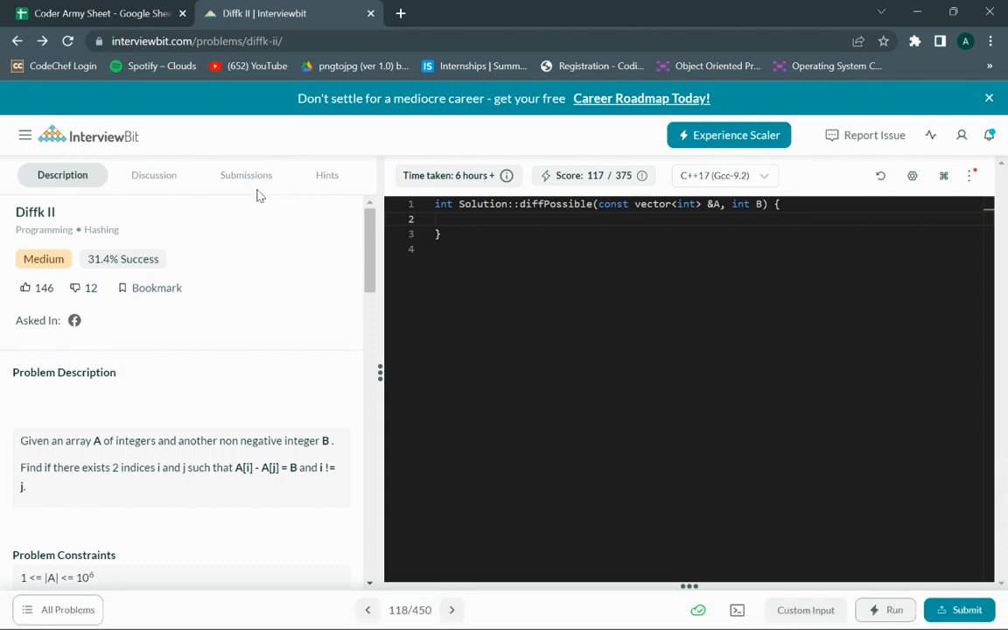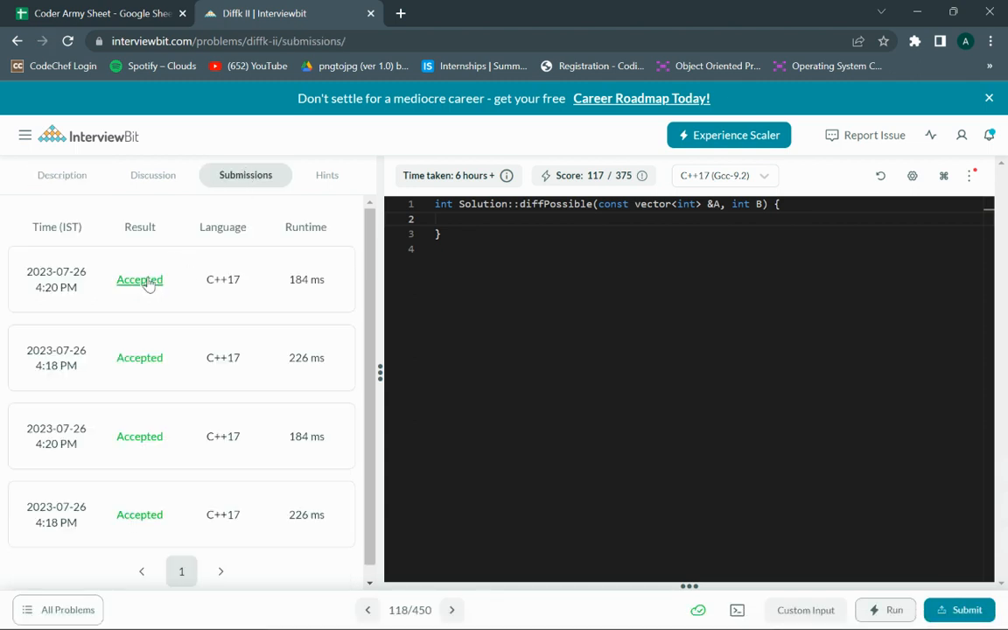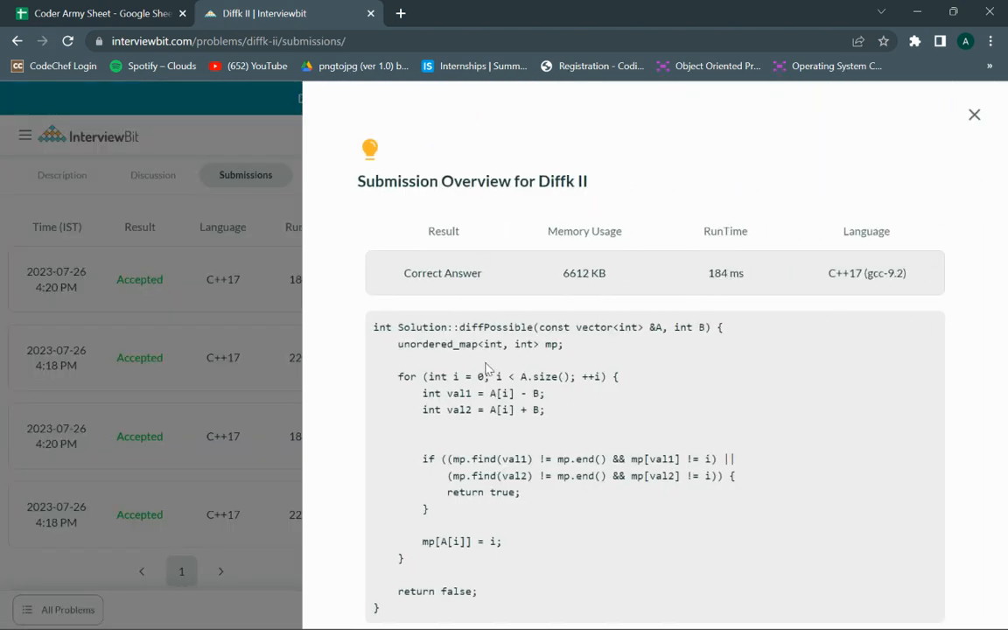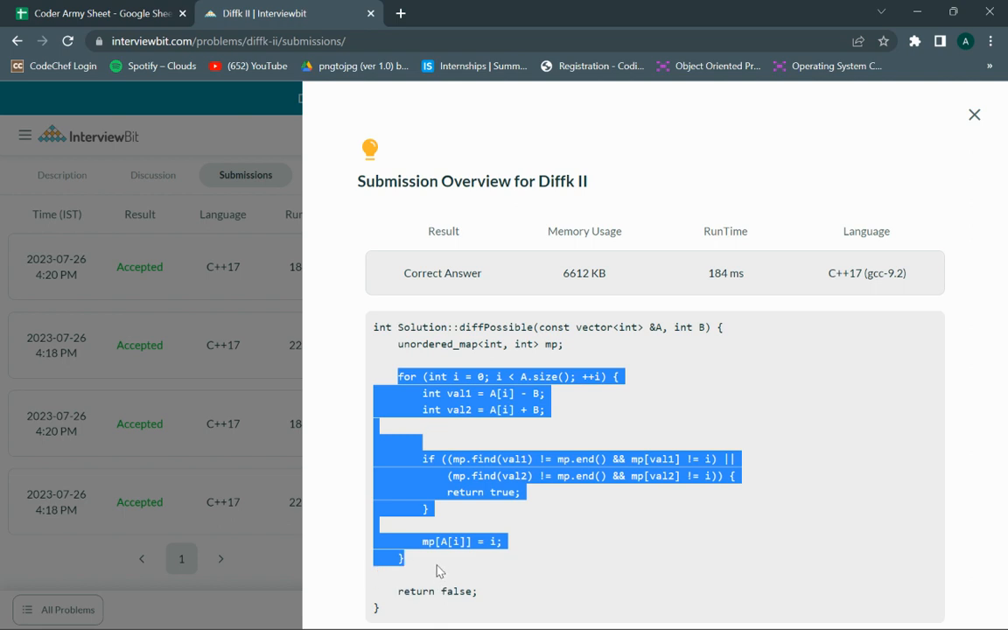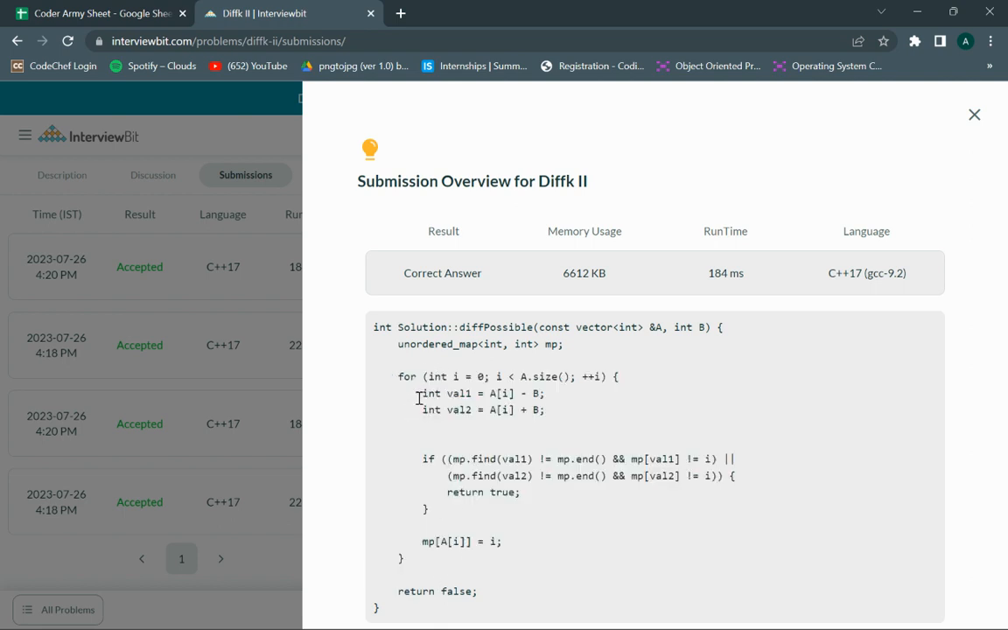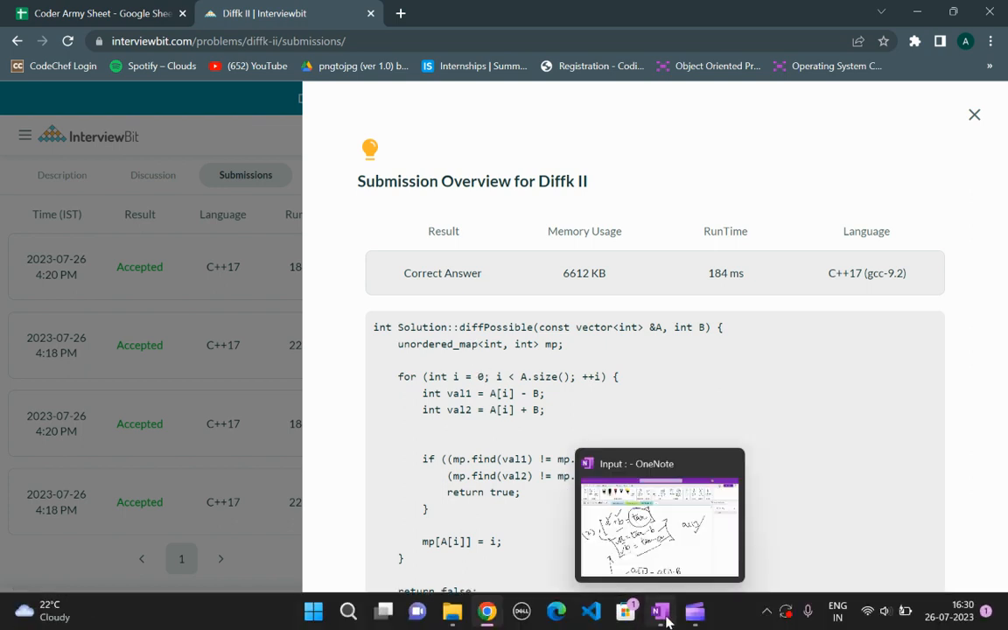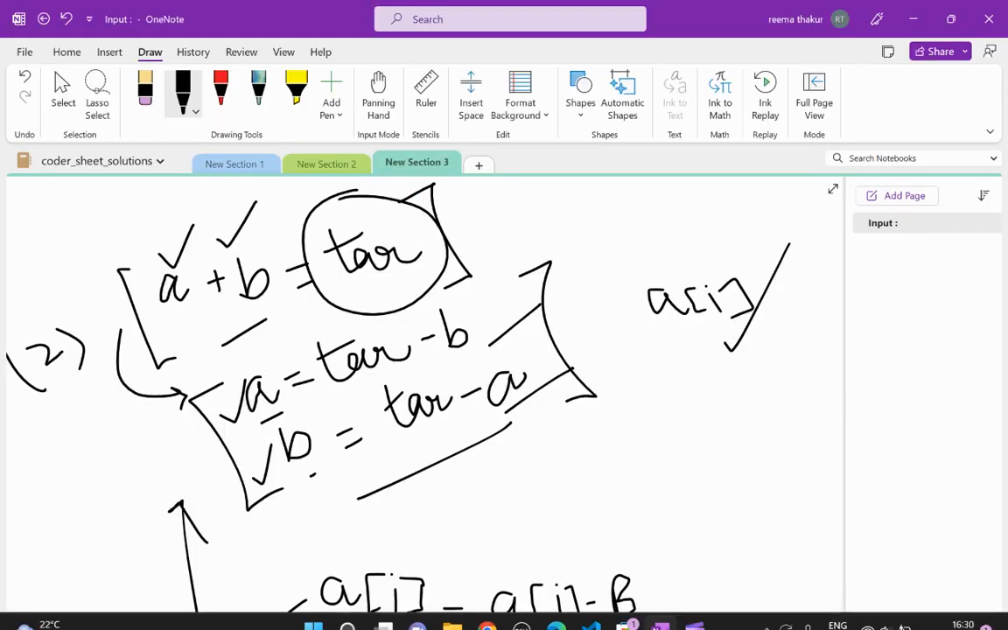Okay, so I hope you're clear with the intuition. I'll just be quickly showing you the code. So this is the code. We took an unordered map, and at every step, there are two possible values: either A[i] minus B or A[i] plus B. We saw it earlier; you can derive it through the equation, but the main concept is the same thing: a plus b equal to target.